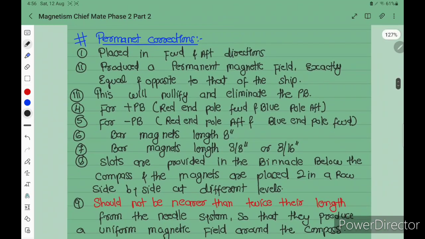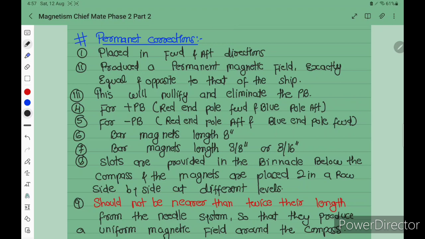Okay, for permanent correction, place magnets in the forward and aft direction, as we discussed in the image. They produce a permanent magnetic field exactly equal and opposite to that of the ship. This will nullify, or eliminate, the PB. For force PB, red end pole forward and blue pole aft, whereas for minus PB, red end pole aft and blue end pole forward.